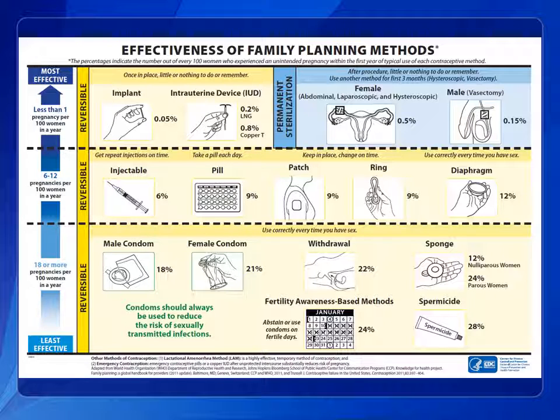The bottom row shows the least effective methods. 18 to 20 women out of 100 using these methods can expect to become pregnant over 1 year. These methods are all reversible and include the male and female condoms, withdrawal, the sponge, fertility awareness-based methods, and spermicide. Please note that condoms should always be used to reduce the risk of sexually transmitted infections.